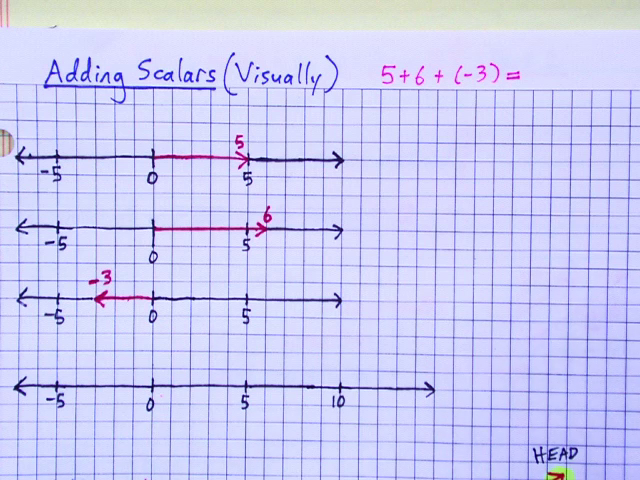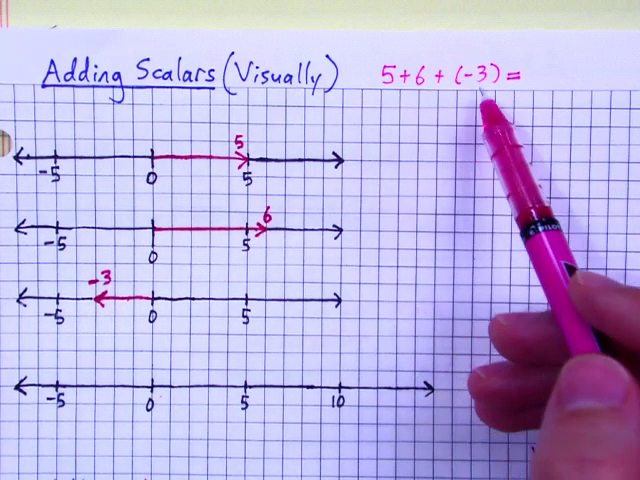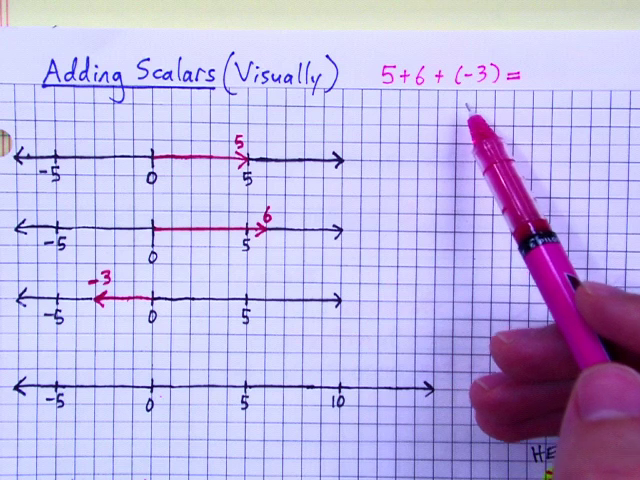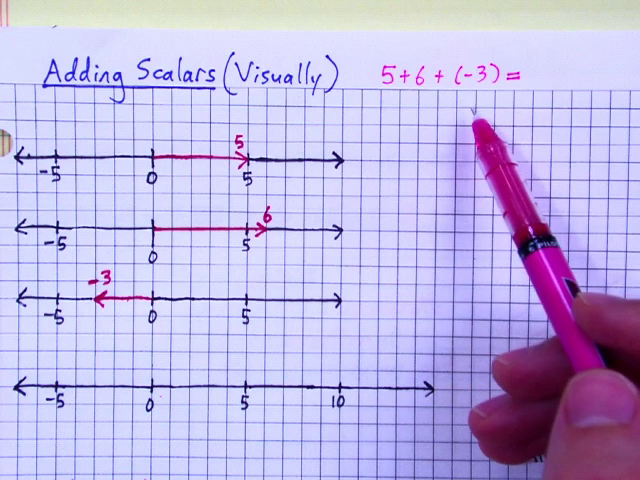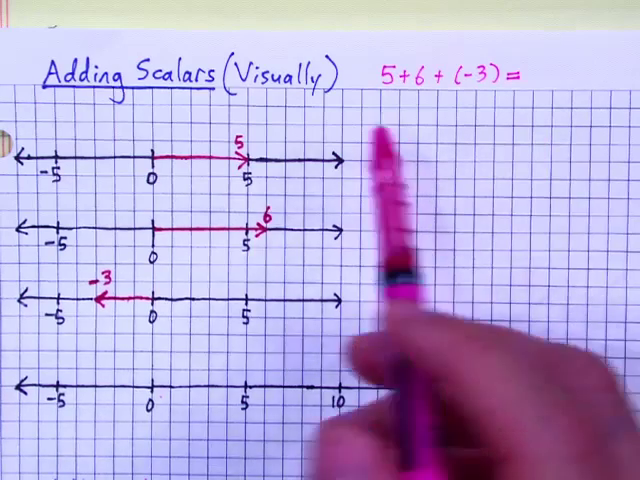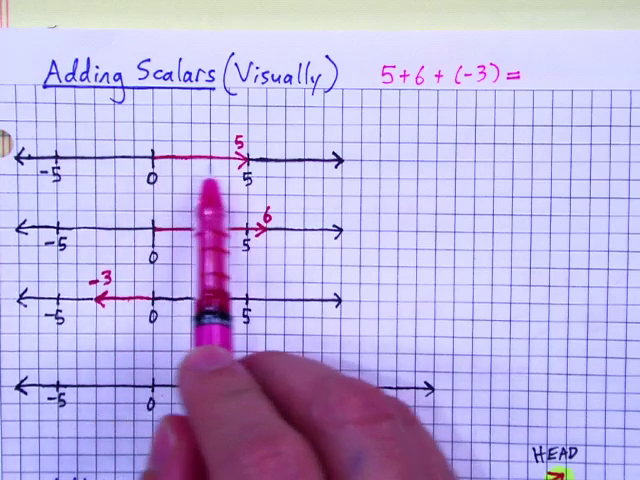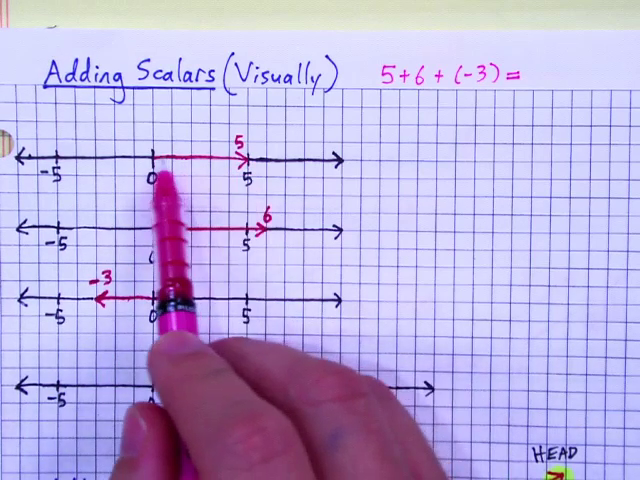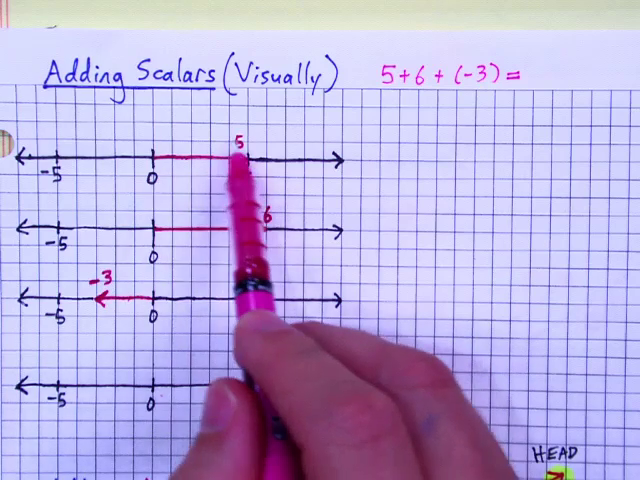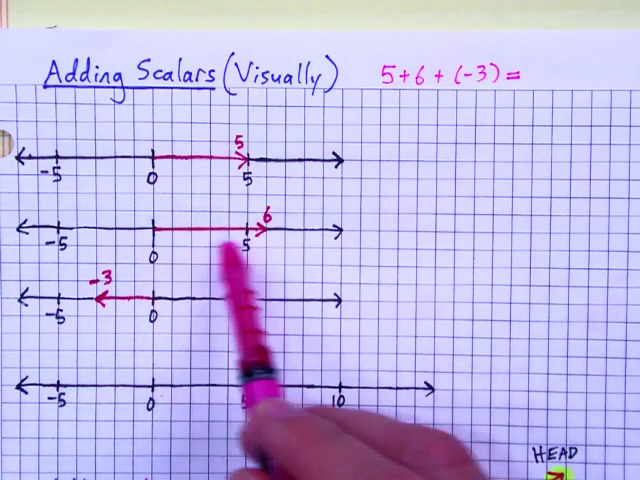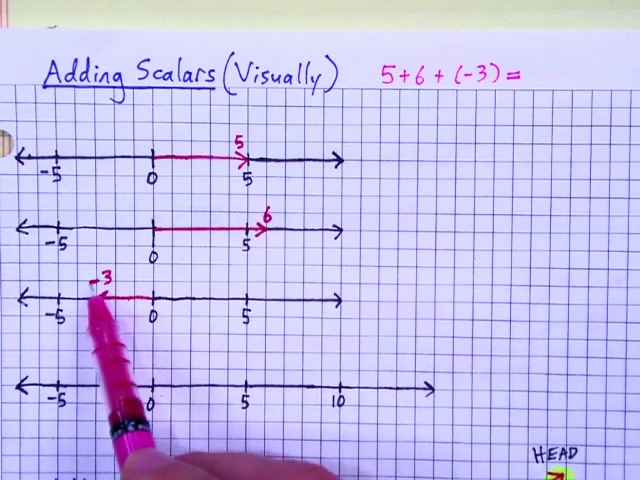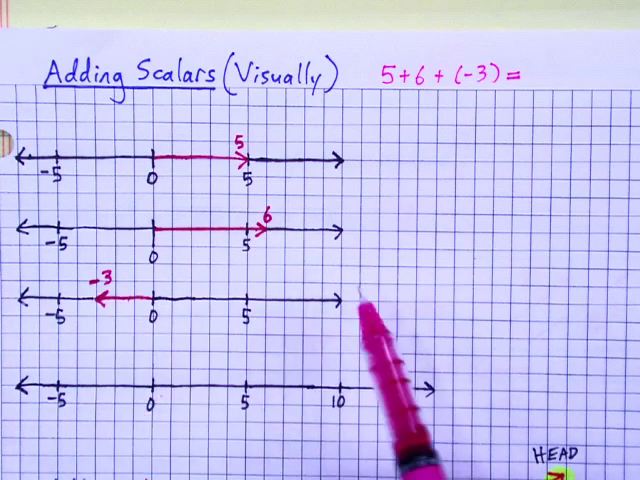Here are three integers, 5, 6, and -3 that you could add easily. But let's look at a visual way to do it. On a number line, represent the number 5 as an arrow, starting from 0 and pointing towards location 5. That arrow there, kind of like a vector, represents the number 5. Likewise, here's the number 6 represented with an arrow, and the number -3 represented with an arrow.